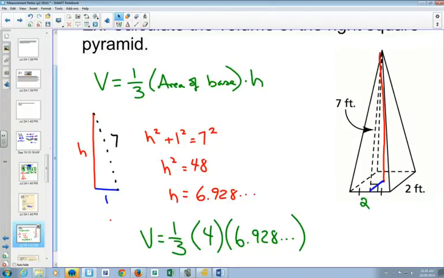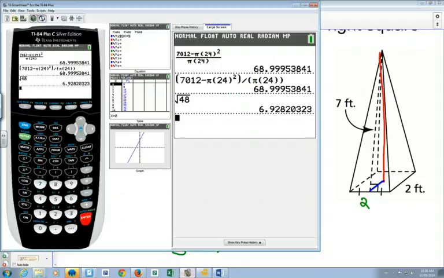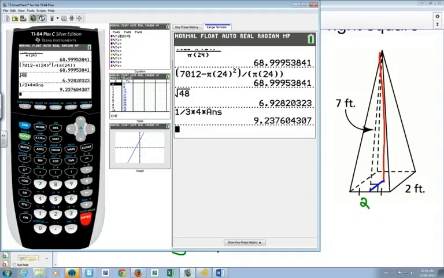We can now go to our calculator, type this in all at once. So 1 divided by 3 times 4 times. Now, I didn't store the 6.928 into my calculator, but since it's just the last answer, above your negative sign is the answer button. So if I push second, answer, I can get all the decimal places there. Push enter, and we have 9.237.